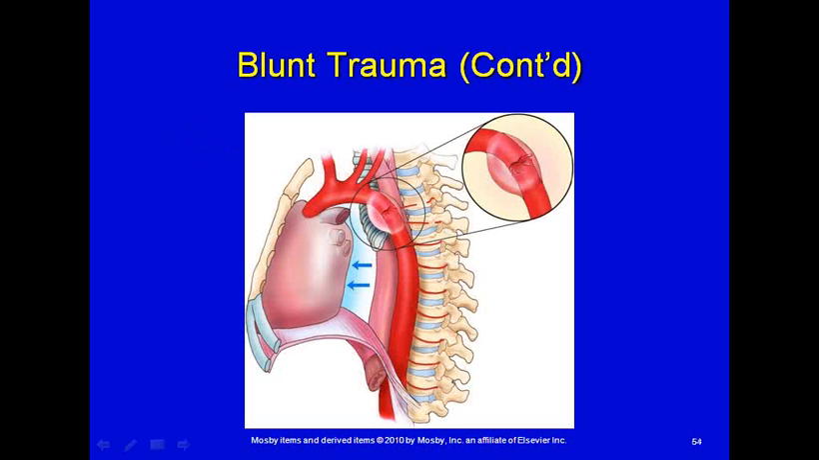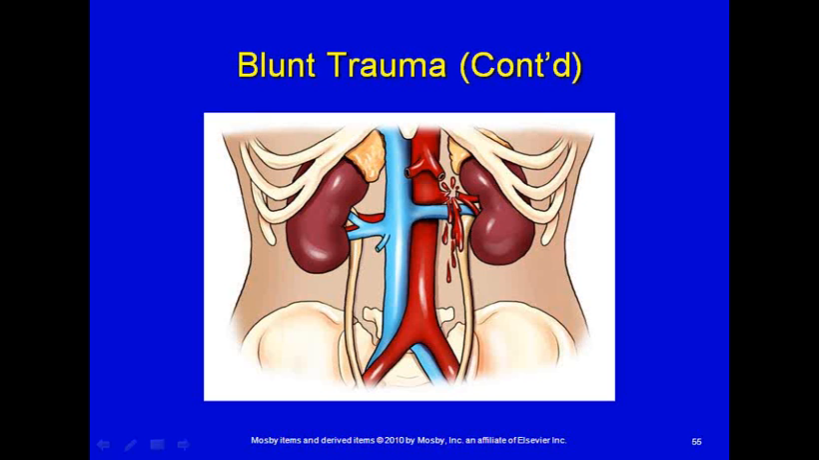Here's just trying to illustrate that aortic tear as a result of the ligamentum arteriosum that holds the heart in place, and during a rapid deceleration it'll roll forward against that ligament, causing a tear in the aorta. There's a tear in the artery supplying the kidney.